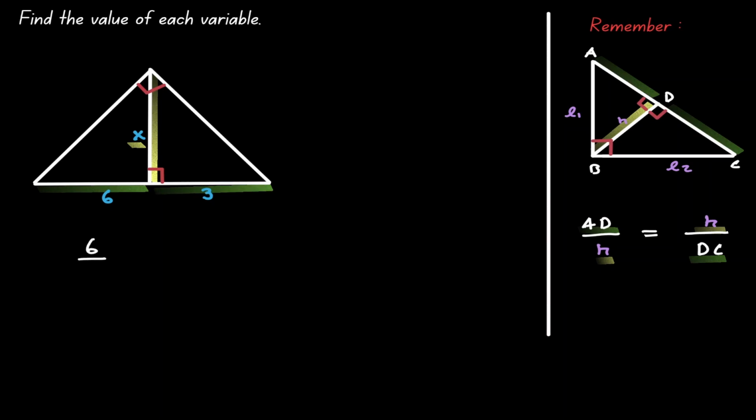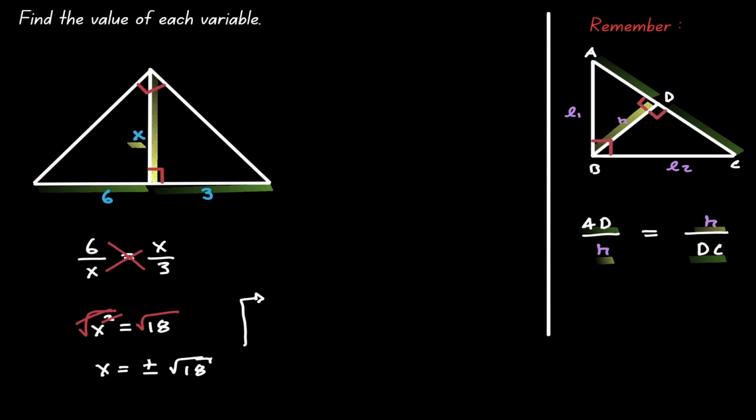We can have 6 over x equal x over 3. And now that we have this scenario, to properly solve for x, let's cross multiply. We'll have x squared. Now let's multiply 6 and 3, which is going to give us 18. To solve for x, let's take the square root. That way the second degree is going to cancel out. And now we have that x is equal to plus or minus square root of 18. But even though we have a plus or minus, notice that x is a length, so we cannot consider the minus sign. So now we know that x is just going to be the positive square root of 18.